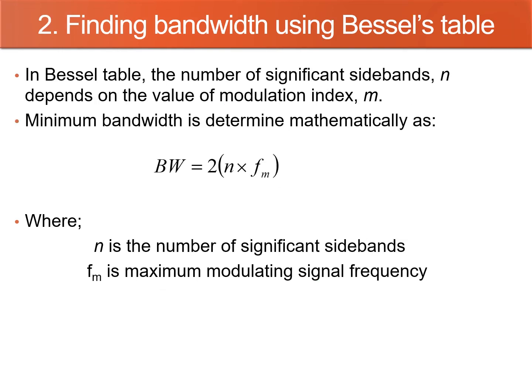Second, or lastly, how to find the bandwidth using the Bessel table. In the Bessel table, we know that there is a number of significant sidebands N, and it depends on the value of the modulation index M, and it can be determined mathematically using this equation. Bandwidth equals 2 in brackets N times FM. N is the number of significant sidebands and FM is the maximum modulating signal frequency.